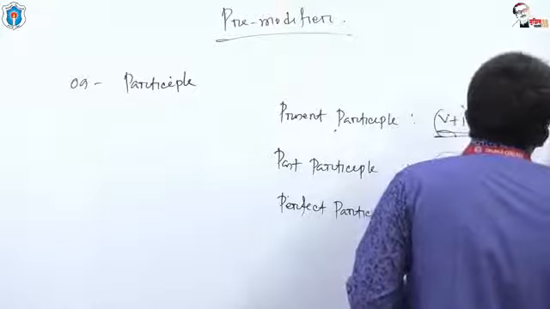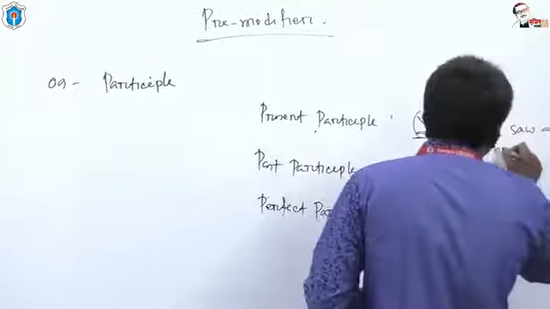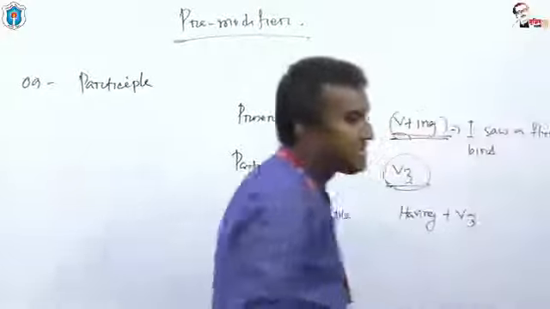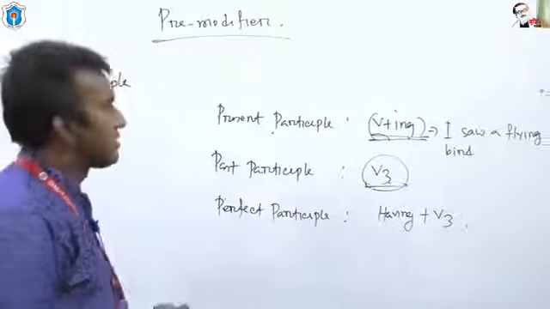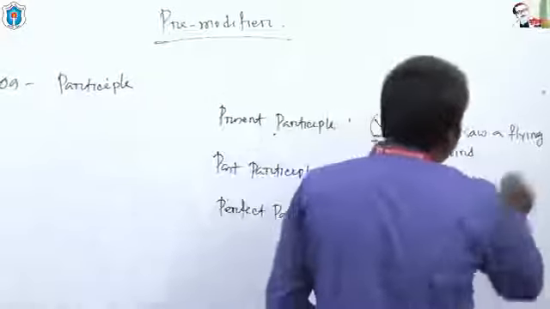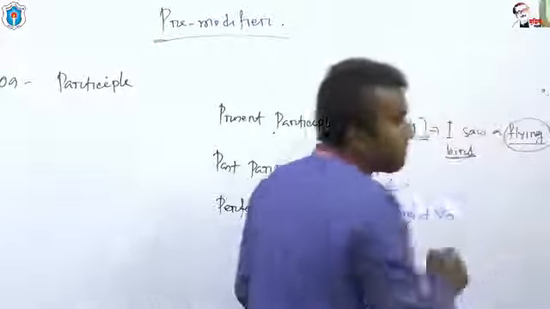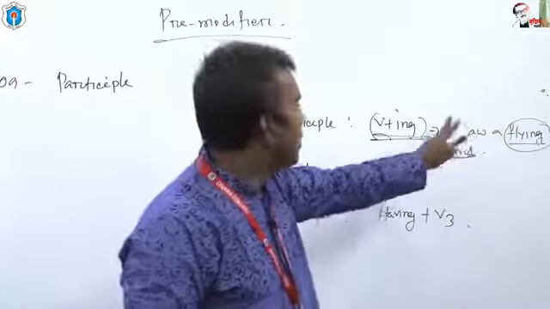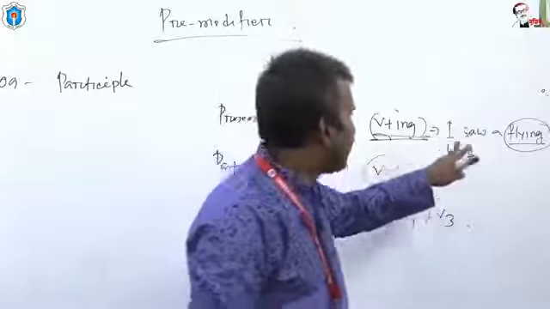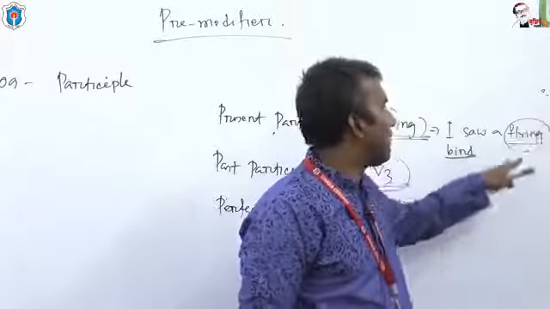I saw a flying bird. Dear students, I saw a flying bird. Flying bird. Here flying modifies or qualifies bird. Bird is a noun, and this bird is modified by flying.